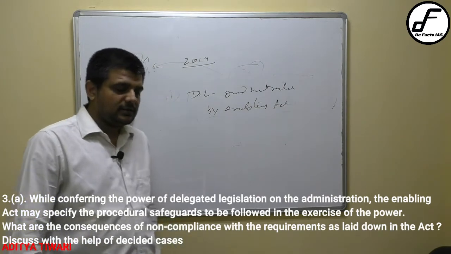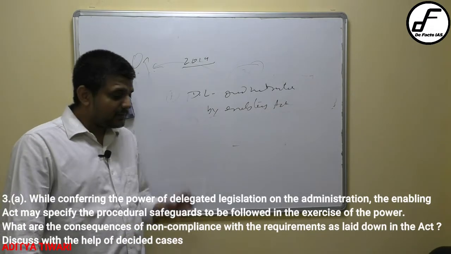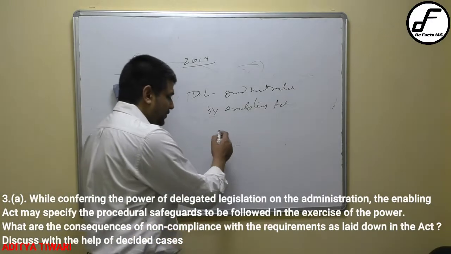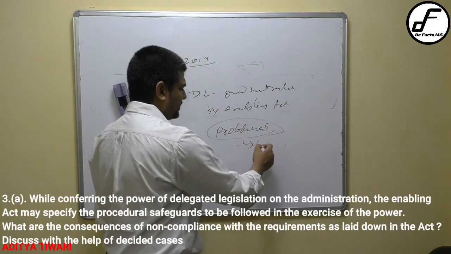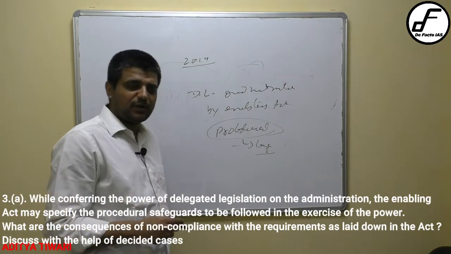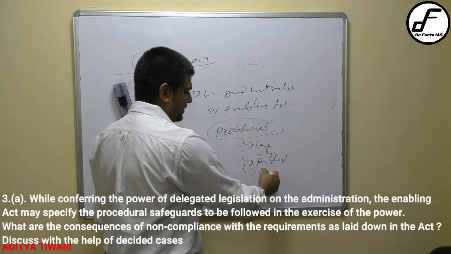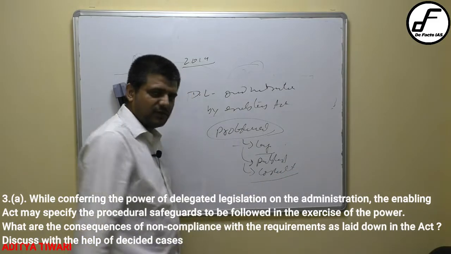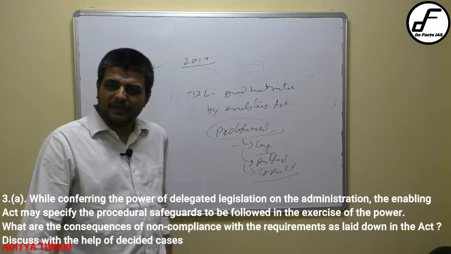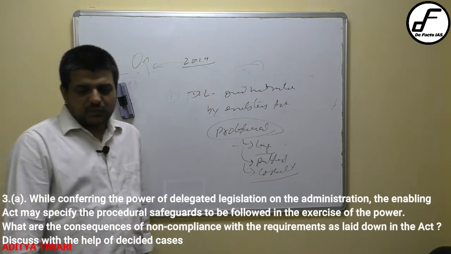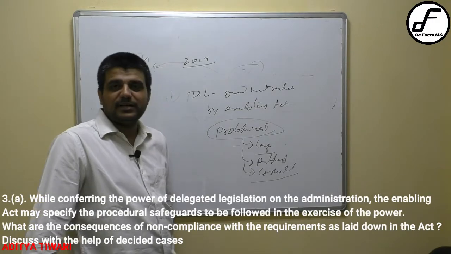So if an act is giving you delegated legislation, to the executive, then it may provide enabling procedural safeguards. Now what are the procedural safeguards generally provided? There are 3 basically. You will lay the rules made under this particular law, or you will publish the rule, or you will consult the public before coming up with the rule. So generally there are 3 procedural safeguards provided in a particular law. What are the consequences of non-compliance with the requirement as laid down in the act? Discuss with the help of decided cases.